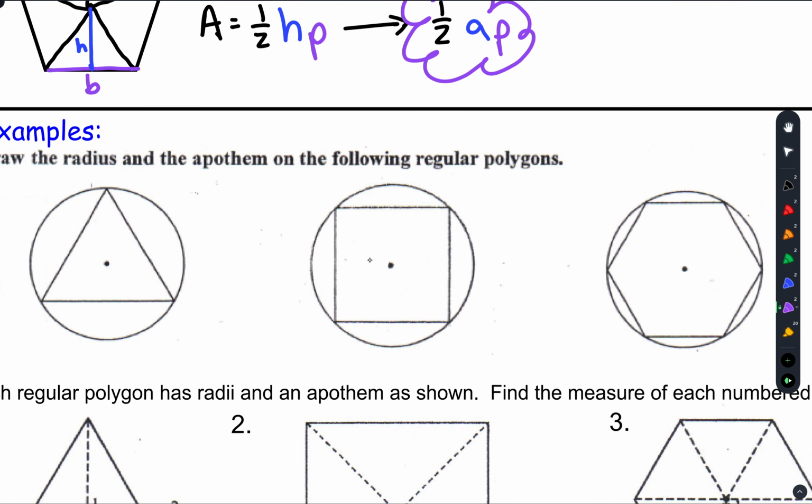I'm going to draw in apothems and radii that are going to get me right triangles. So I'm going to take a look at these three shapes. These are the three shapes we're going to focus on today. And I'm going to draw a radius from the center to a corner. Okay, everybody got that radius from the center to the corner? And then I'm going to draw an apothem. The apothem goes from the center straight down and makes a right angle.